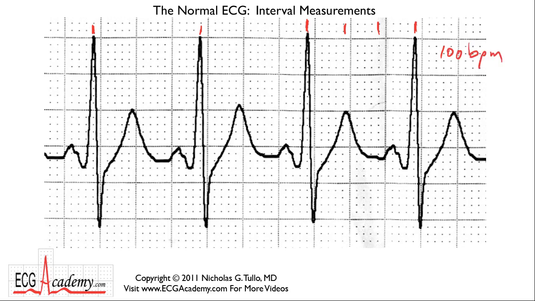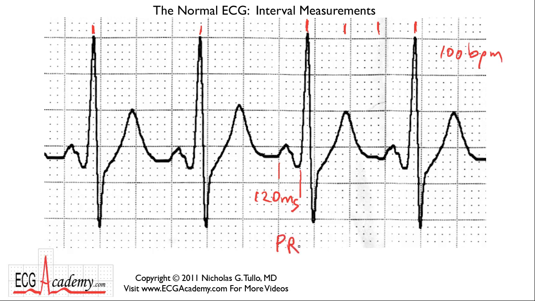Okay, let's look at the PR interval. This PR happens to land on a heavy line. The QRS lands right over here. So that's three small boxes. That's a relatively short PR of 120 milliseconds. Now, what is the normal PR interval? That's what we'd like to know.